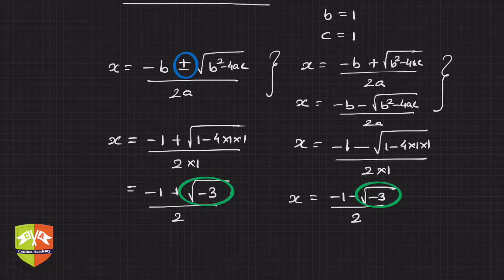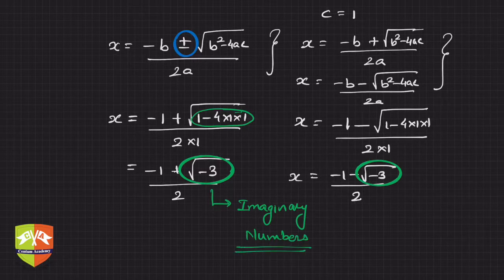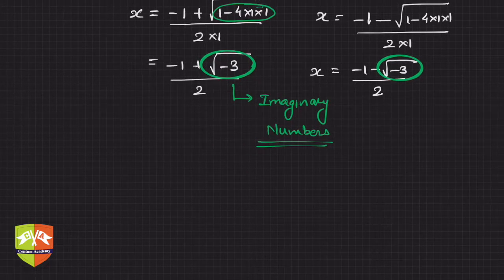This particular thing is coming from the point that anything under the root should not be negative. So if it is negative, then we will not be getting roots, or the real roots, of the given quadratic equation. But later on you'll study in later grades that these types of numbers are called imaginary numbers, right? They are unlike real numbers. There are a set of numbers called imaginary numbers, but we are dealing with only real numbers right now. So we will say there exist no real roots for this, right?